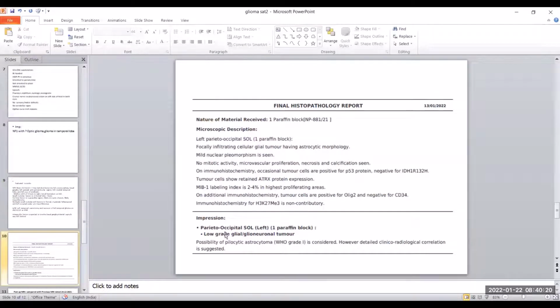It showed low-grade glioma, which on IHC is positive for P53 and negative for IDH1 mutation. Tumor cells show retained ATRX protein expression. It is also positive for OLIG2 and negative for CD24. In this case, the possibility of pilocytic astrocytoma is considered in view of neurofibromas.